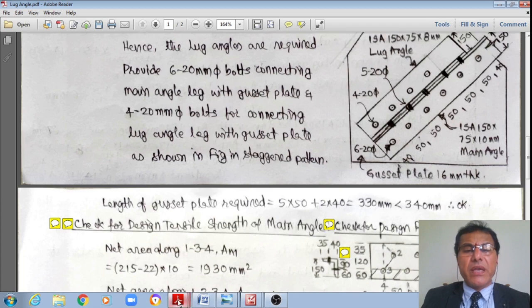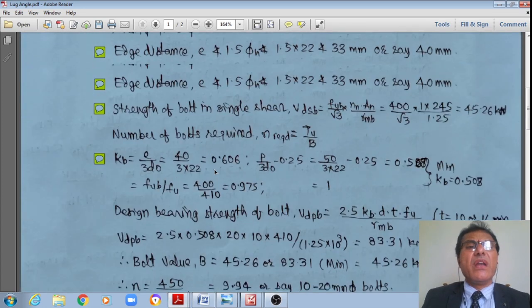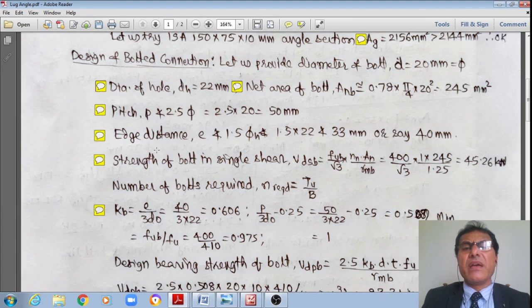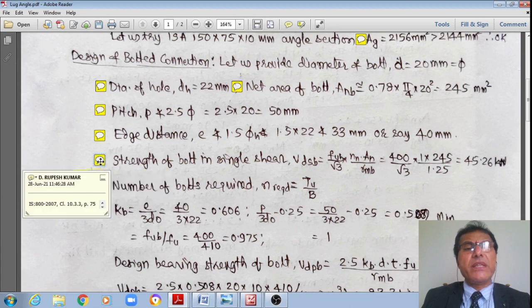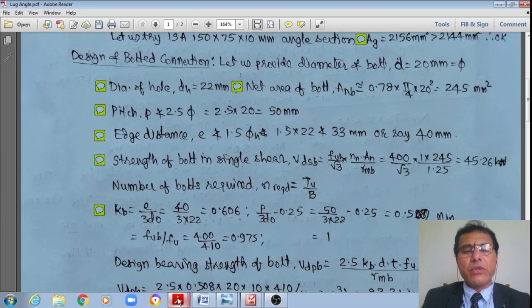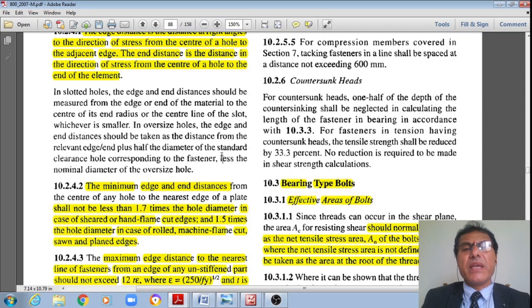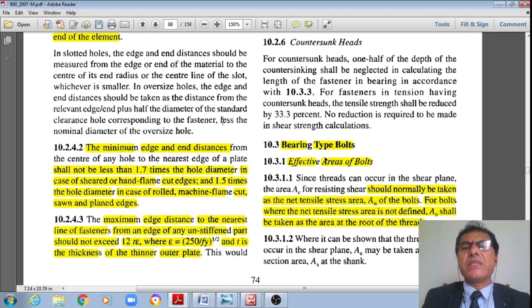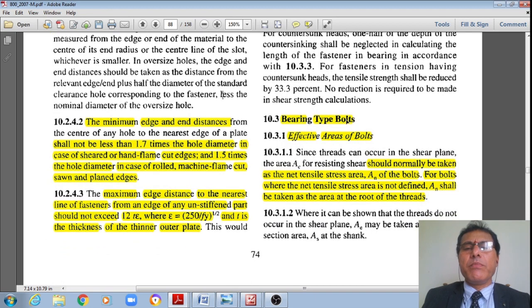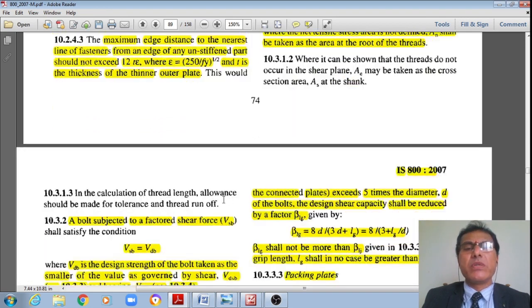Therefore, once I fix this, now I'll check from clause 10.3.3, page number 75. Let me go to that page number 75, student. Yes, and there, these are the normal or ordinary bolts, or bearing type bolts.